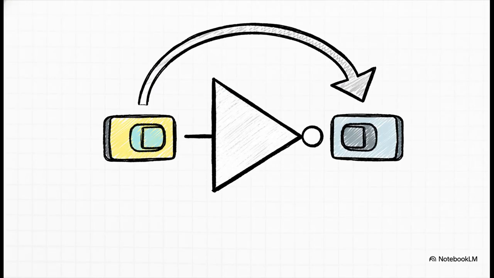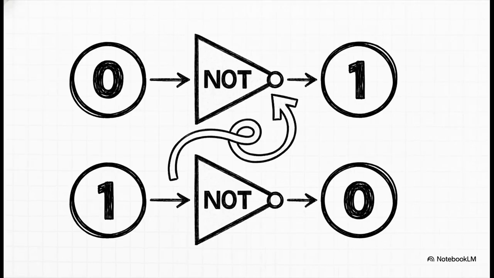And last but not least, for our basic trio, we have the NOT gate. This one's the simplest of all. It's also called an inverter, which is a big clue about what it does. It just flips things. Seriously, it does exactly what the name says. Whatever you put in, it gives you the exact opposite. You give it a 1, it spits out a 0. You give it a 0, it gives you a 1. It's the rebel of the logic gate world.